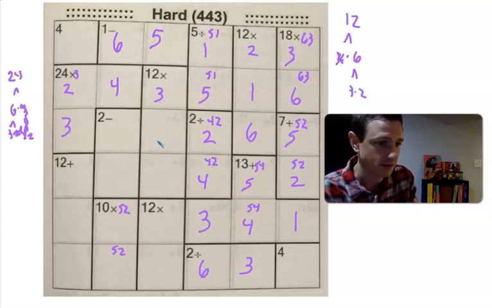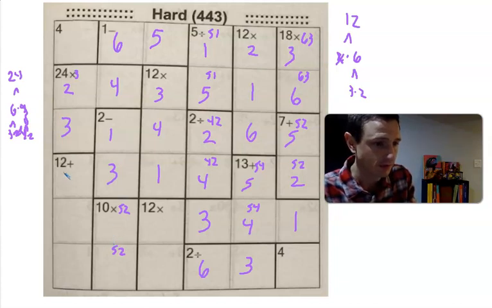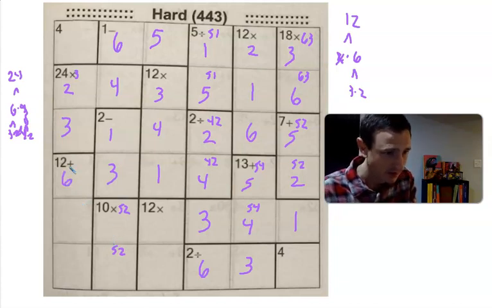6, 5, 4 has to go here. 4 cannot go here. 3 times 4 is 12. Therefore, this is 1. 6, 5, 4, 3, 2, 1. 3 minus 1 is 2. Yeah, well, it has to be 3 anyway, because that's 5 and 2. And then this has to be 6. 5 and 1 is going to go here. Why is that still looking weird? 6 and 2. So this is 6, 2, 5, 2.